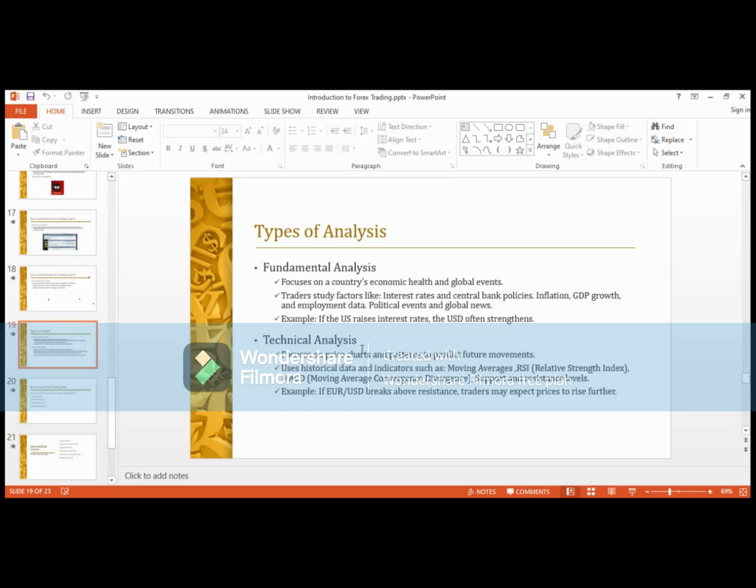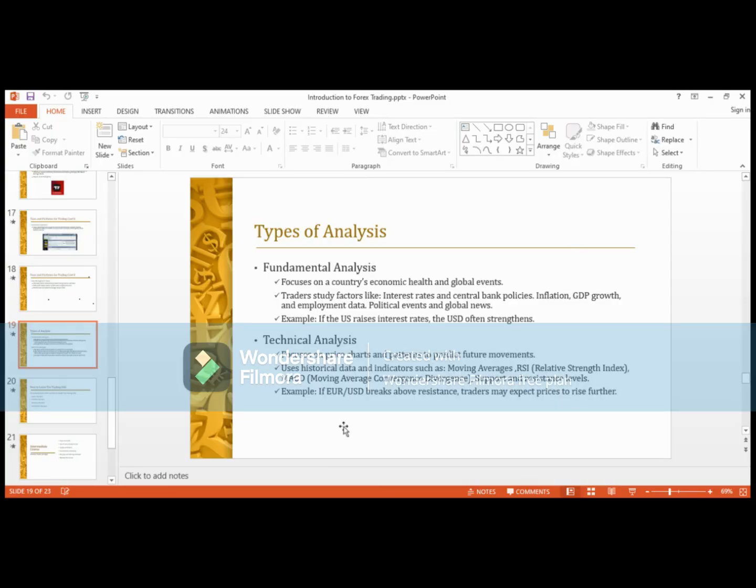We have technical analysis, which focuses on price charts and patterns to predict future movement. It uses historical data and indicators such as moving averages, RSI, MACD, and support and resistance levels. Okay, so if Euro USD breaks above a resistance, traders expect price to rise further.